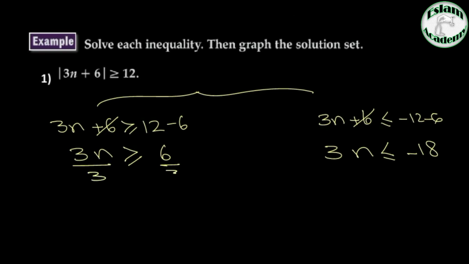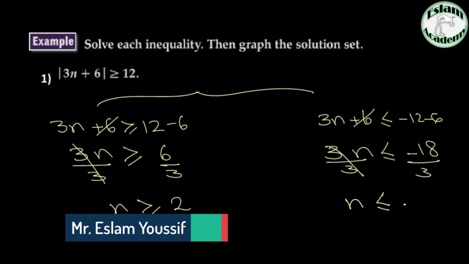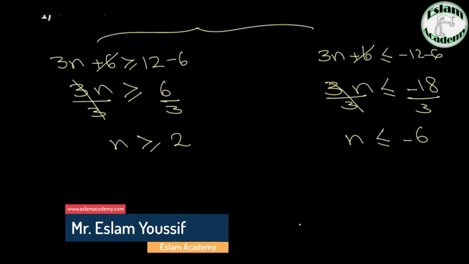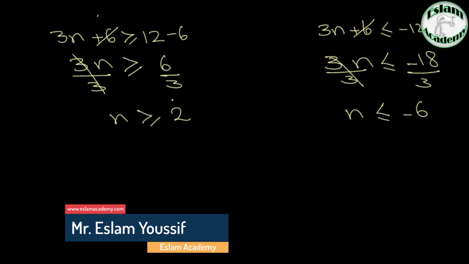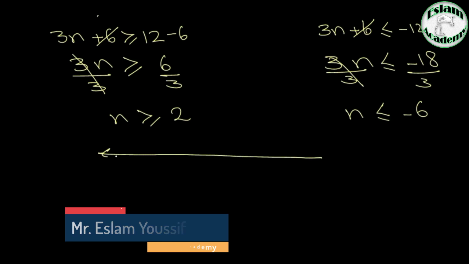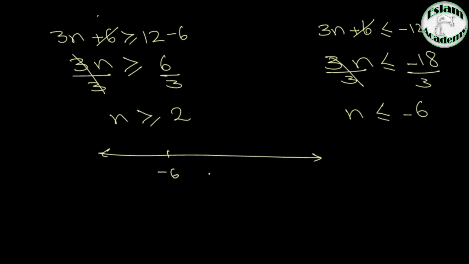Dividing by 3, n is more than or equal to 2 and n is less than or equal to negative 6. There is no number more than 2 and less than negative 6. So the solution now will be, that's negative 6 and that's 2. Negative 6 will be closed and also 2 will be closed. For negative 6, I need all of the values which are before negative 6 and all of the values which are after 2, because n is more than 2 and less than negative 6.